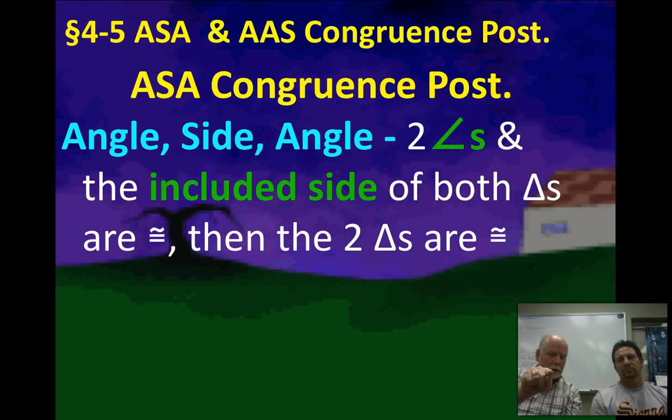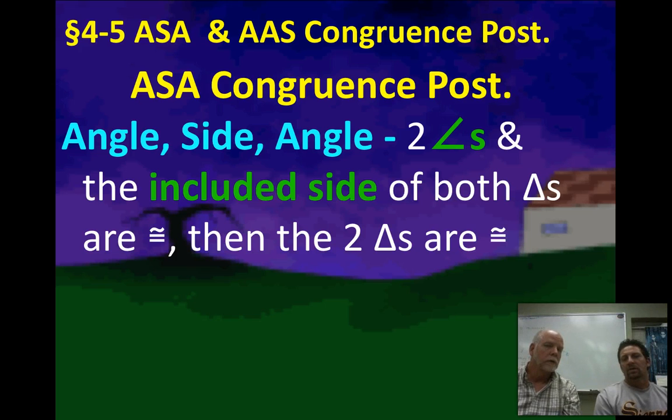It has to go angle, the immediate side, the immediate angle. Can't be, I'll take this angle, I'll take that side, I'll take that angle up there. You can't bounce around. It has to be the ones right next to each other in the triangles. And the angles have to correspond, to land on the other. Yeah. Right.